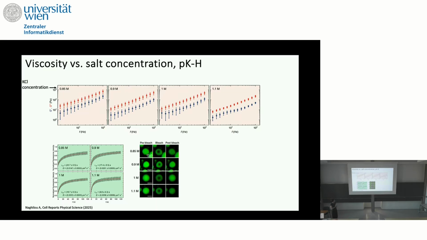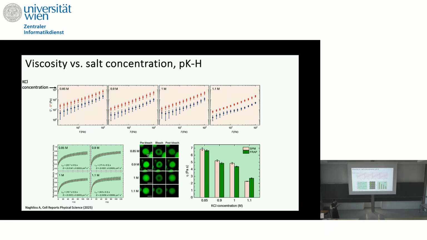So here you see exemplary micrographs of the recovery, and here you see the recovery data. It's quite well known that diffusion is faster at higher salt concentrations, and this is also what we see here. By fitting those, we got the viscosity, and we compared them to the viscosities we got from SPM. It was very nice to see that they are in quite good agreement. So this was the moment that I got very happy. I was like, yay, what I'm measuring actually makes sense. This is not complete nonsense.